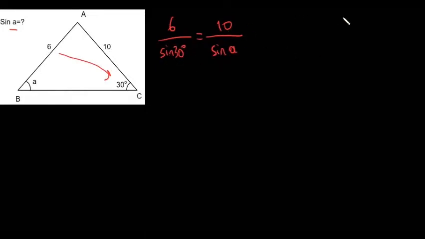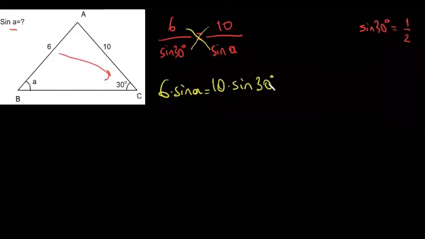What is sine of 30? Sine of 30, we have found it in the previous example. It is 1 over 2. Sine of 30 is equal to 1 over 2. So let's do the cross multiplication first. 6 times sine of A, 10 times sine of 30 degrees. 6 times sine of A is equal to 10 times sine of 30, which is 1 over 2. So 6 times sine of A is equal to 10 times 1 over 2. 10 times 1 is 10, over 2 is 5.